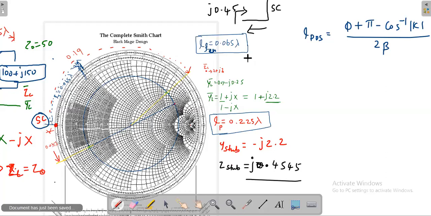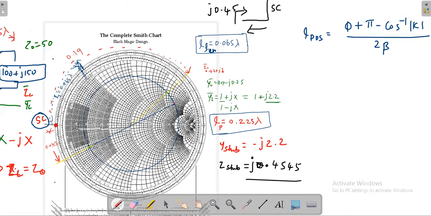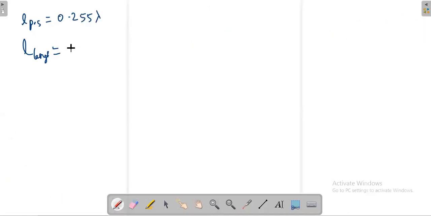Otherwise I'll take this value, I'll record these two values. So L position is equal to 0.255 lambda. Length of the stub is equal to 0.065, because we have to work out some calculation.